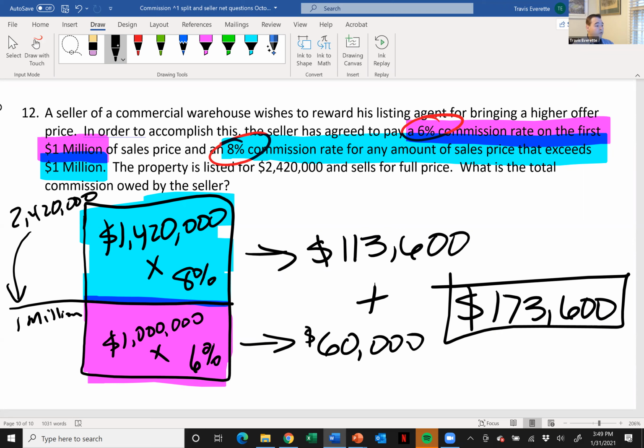And that's how you do commissions that have multiple splits, multiple levels, or tiered commissions, multiple rate commissions. And that is all of the commission calculation math that I think you're likely to see on the test. If you can do those questions, I think you're going to be just fine calculating commissions and calculating commission splits and handling that all the way through.